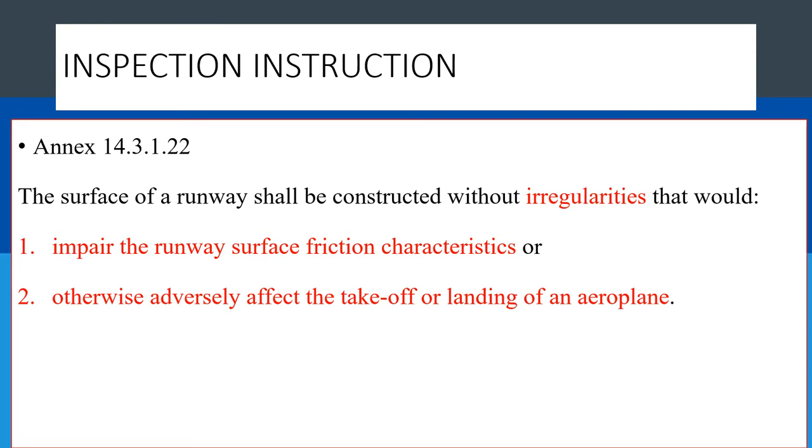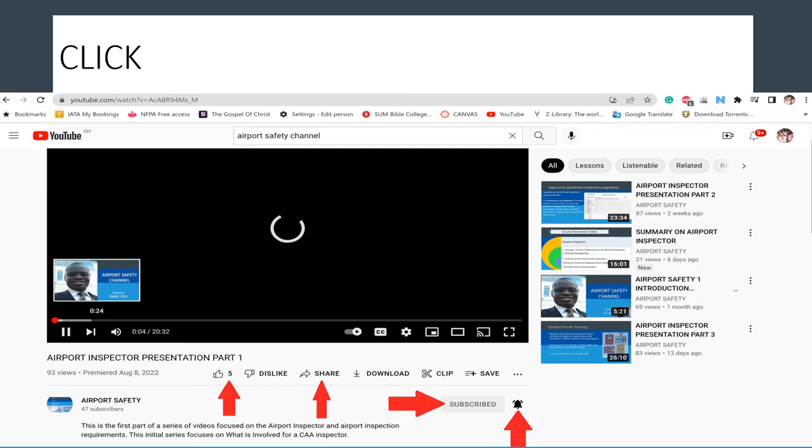So when a runway is constructed, the contractor's priority is to ensure that these irregularities do not exist. But as we operate aircraft on the runway, these things are likely to develop. Therefore, as an inspector, your job is to look out for irregularities that may impair the runway surface friction characteristics or that may affect the takeoff or landing of an aeroplane. Let's look at some practical examples.